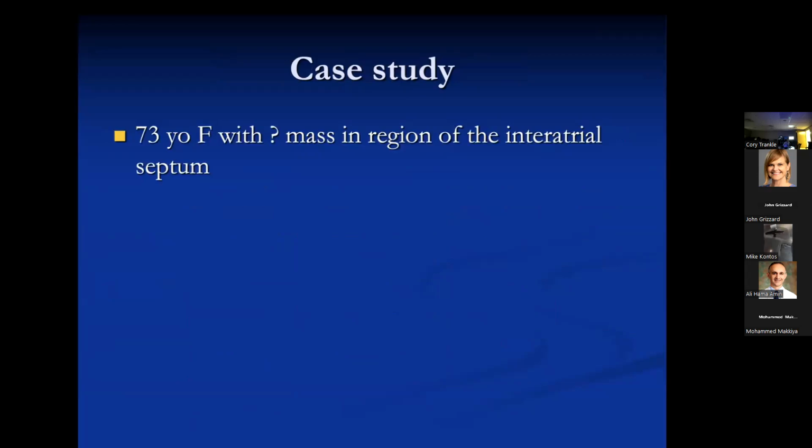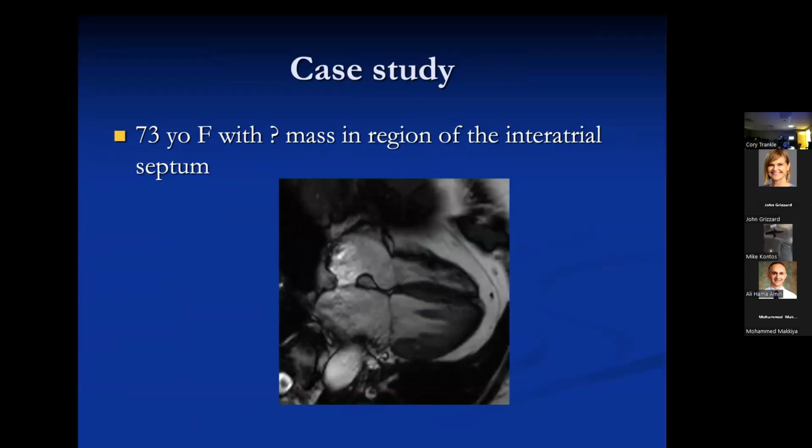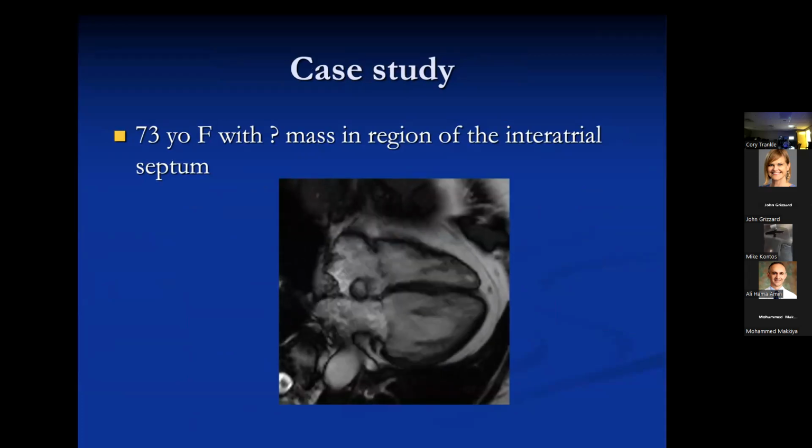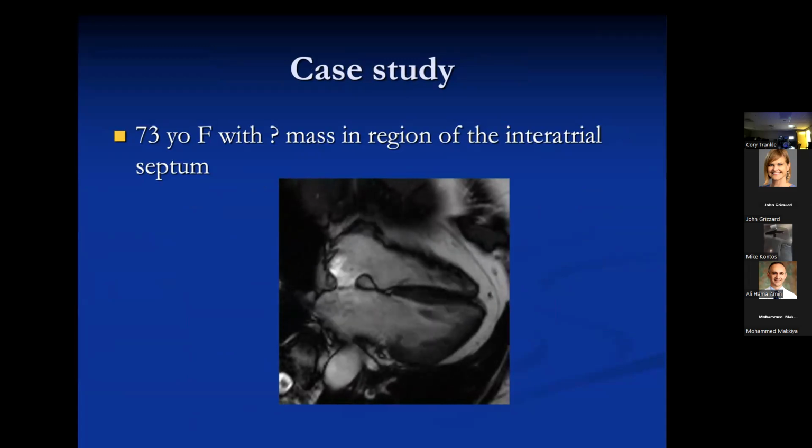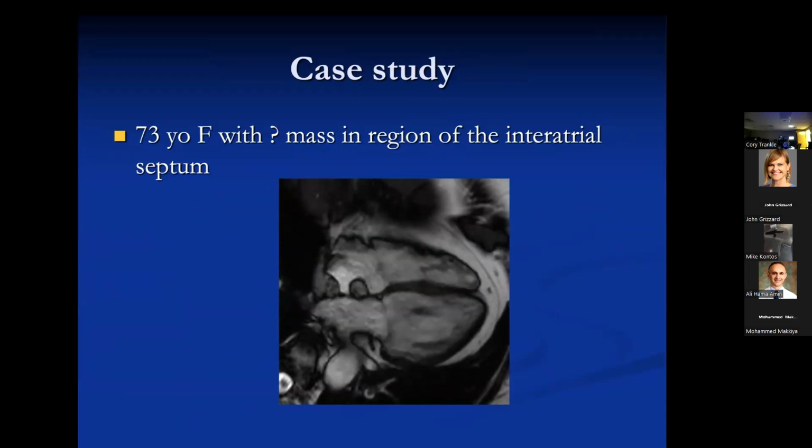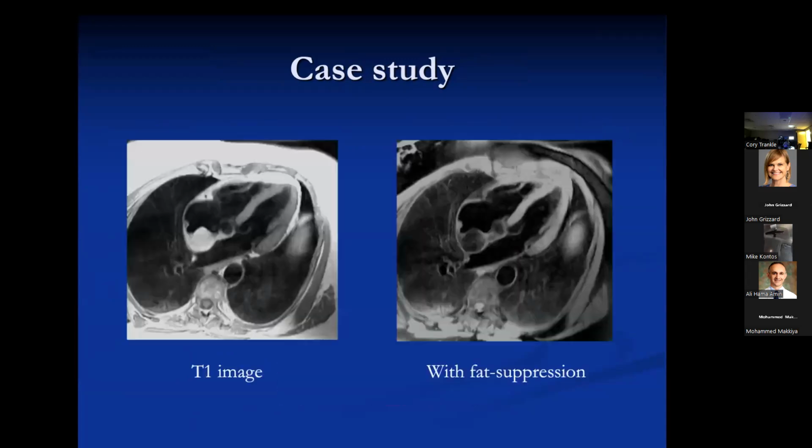Okay, so now we're going to move on to another case study, a lady with a questionable mass in the region of her interatrial septum. We see these on CT all the time. There's kind of a barbell sort of appearance to this area of abnormality, the interatrial septum. Here's a different case, similar sort of thing, but with a T1 image and then with T1 with fat suppression, and you see that it gets signal knockout with fat suppression. This is lipomatous hypertrophy of the interatrial septum.